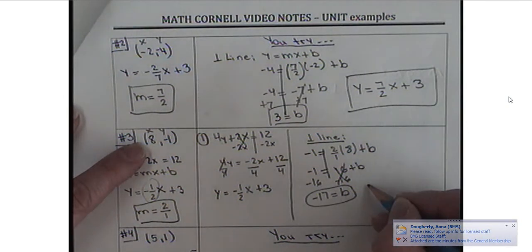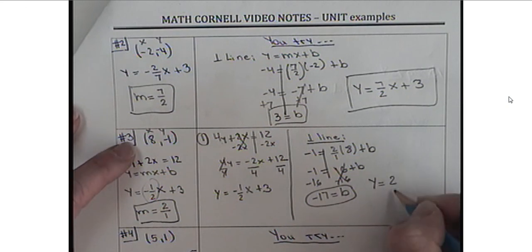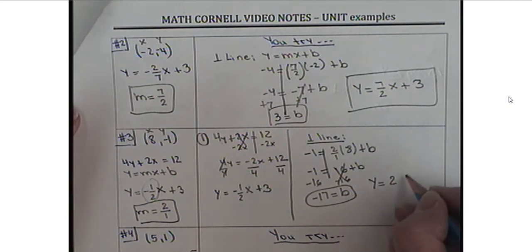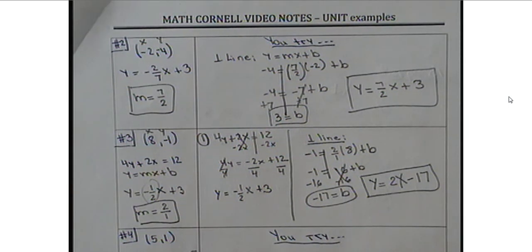Final step, write down the equation y equals 2. You can put 2 over 1, but 2 over 1 actually is 2, so we don't need to write over 1. x, and then minus 17. That will be my final answer here. And we're done with this example.